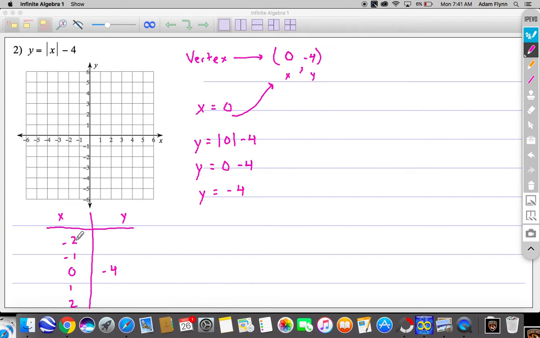So I'll start by plugging in negative 2 into my original given equation. So I've got y equals the absolute value of negative 2 minus 4. The absolute value of negative 2 is going to be 2, so I've got y equals 2 minus 4, because negative 2 is 2 units away from 0 on the number line, and 2 minus 4 is negative 2. So I'll take this negative 2 and I'll plug it in next to this negative 2 down here.